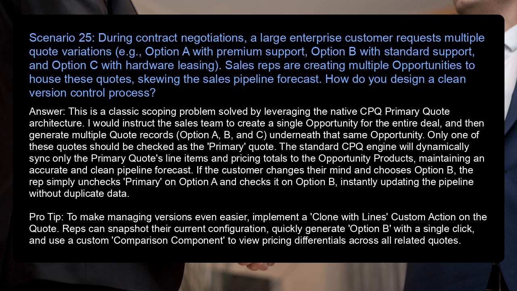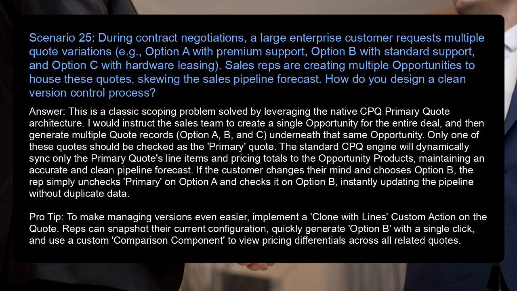Answer: this is a classic scoping problem solved by leveraging the native CPQ primary quote architecture. I would instruct the sales team to create a single opportunity for the entire deal, and then generate multiple quote records, option A, B, and C, underneath that same opportunity. Only one of these quotes should be checked as the primary quote. The standard CPQ engine will dynamically sync only the primary quote's line items and pricing totals to the opportunity products, maintaining an accurate and clean pipeline forecast.